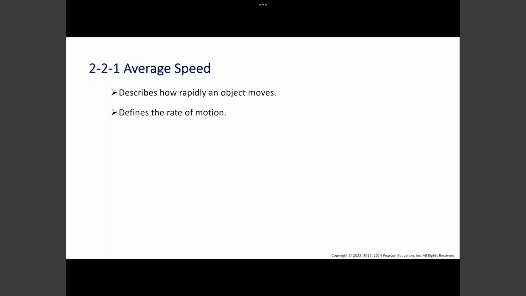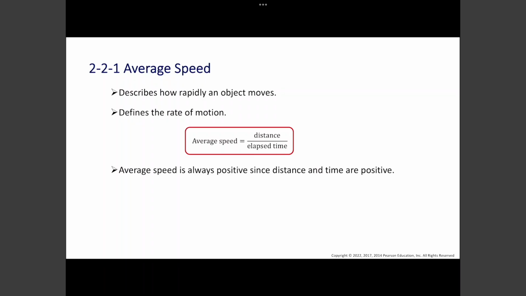Average speed describes how rapidly the object moves, defined as the rate of motion. It is simply the distance over elapsed time. Since distance and time are positive, average speed is always positive. Again, distance is a scalar quantity. Because of that, average speed is also a scalar quantity.